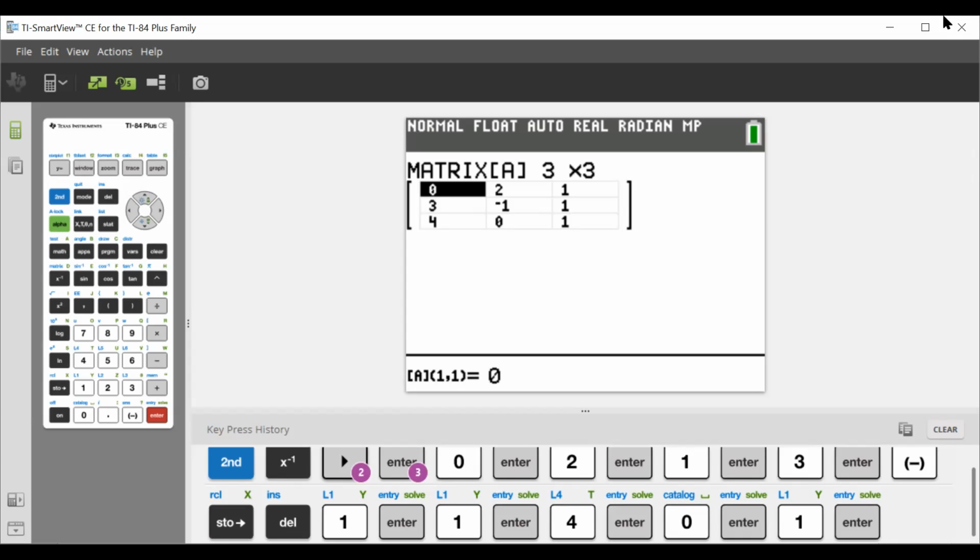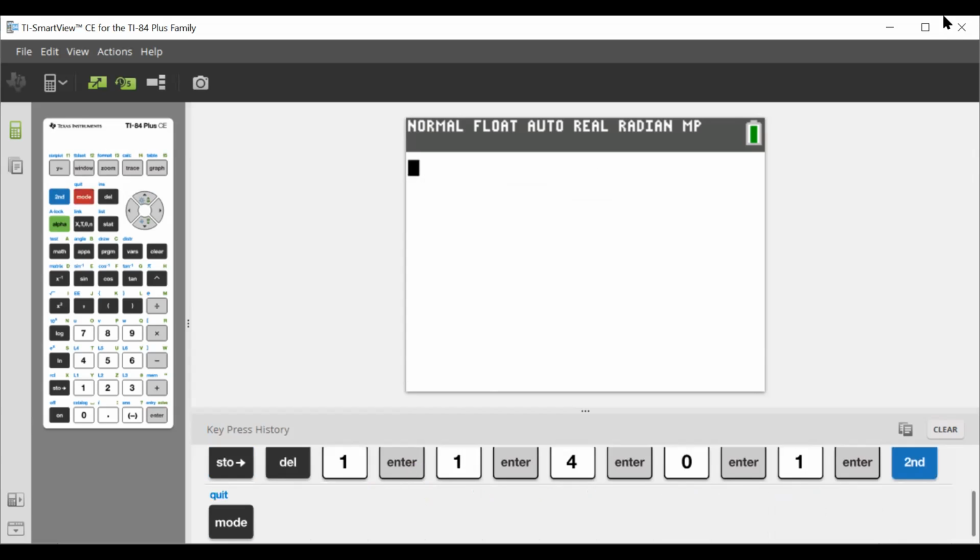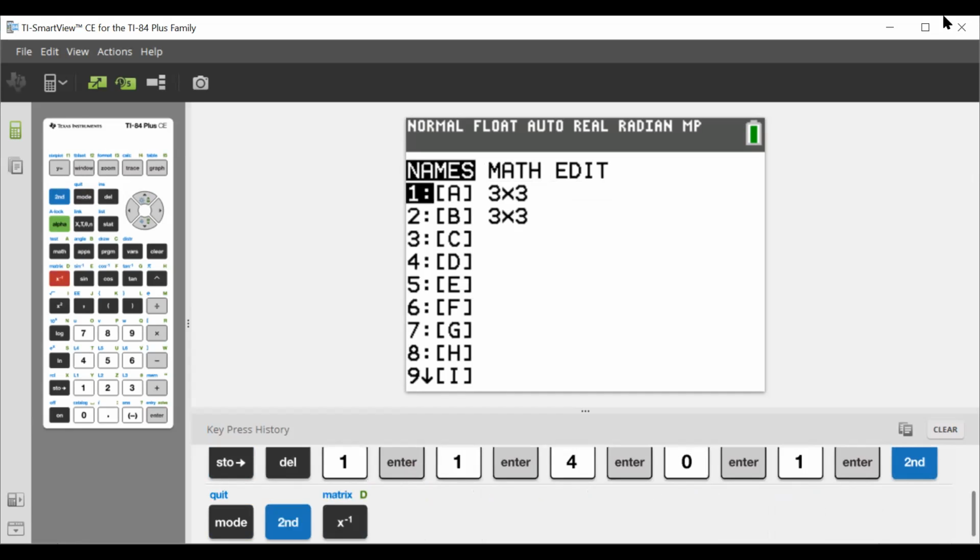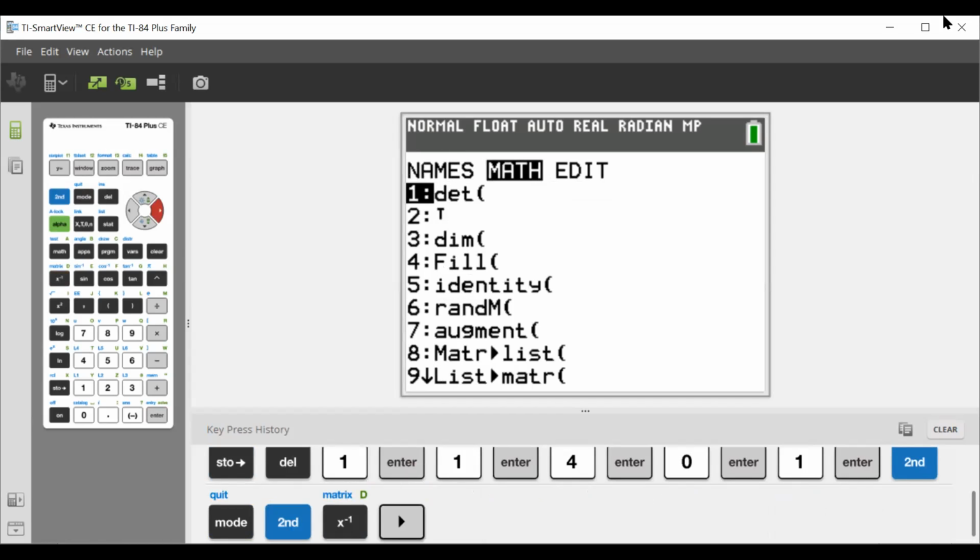Okay, so you add your matrix into matrix A, and then you quit that screen. So second mode gets us back to our home screen. Now I want to find the determinant of this matrix. So I'm going to go back to my matrix menu, but this time I'm going to cursor over to the math. And DET, the very first option, that's our determinant.